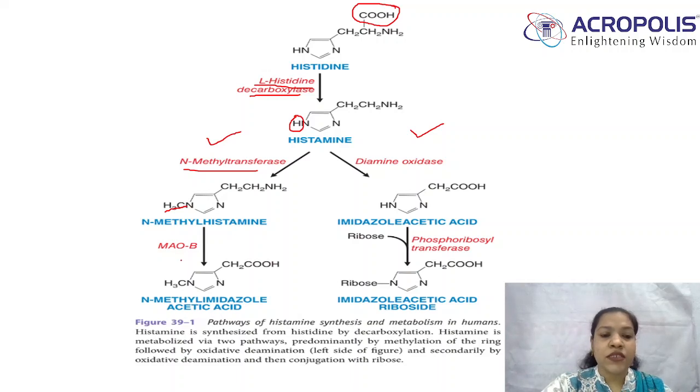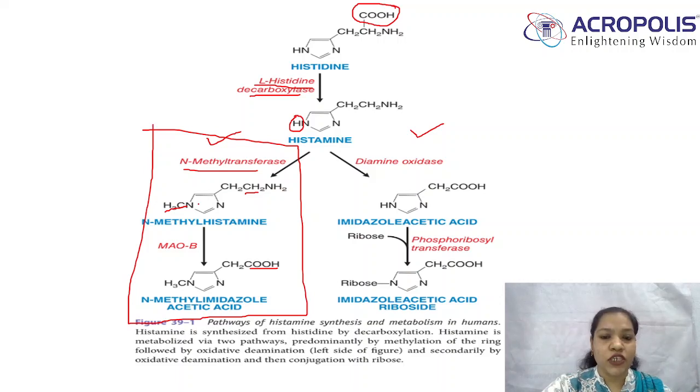This N-methyl histamine is acted on by monoamine oxidase B. Now we know monoamine oxidase, what does it do? It would oxidize a group. So here this CH2 gets oxidized to COOH and we get N-methyl imidazole acetic acid. So this whole pathway is the degradation of histamine by methylation.